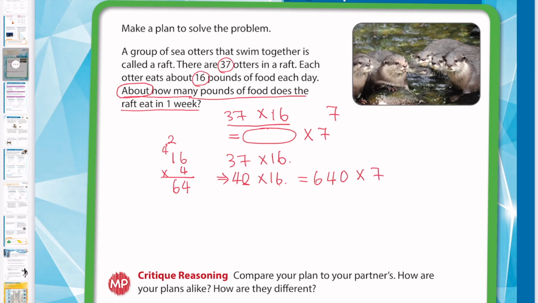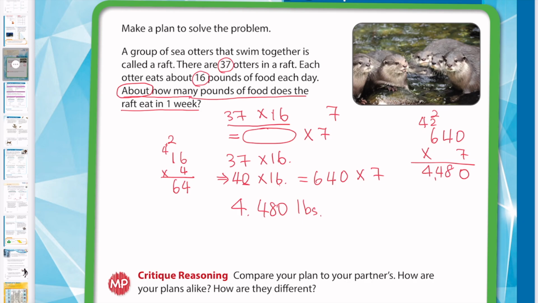Right now, what is the next step? Yes, we are going to multiply by 7 to find out about 1 week, okay? About 1 week, how many pounds of food do they eat? Okay, so we are going to see 640 times 7. Okay, let's do another regrouping. 7 times 0 is 0. 7 times 4, 28. Carry 2 up. 7 times 6, 42. So when you add them together, 44. So the answer is 4,480 pounds of food.